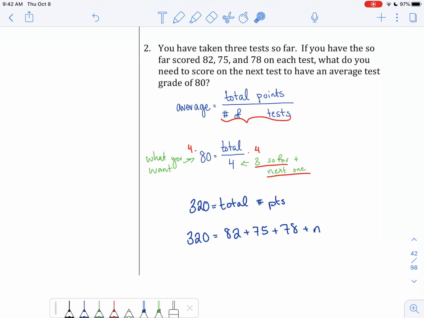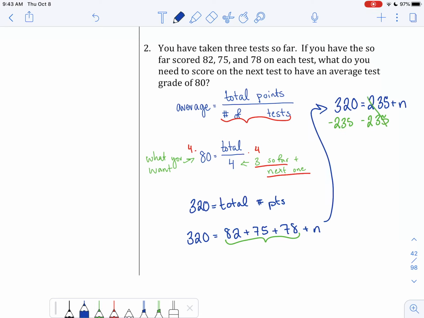There's a couple things you could do first. I'm going to simplify all of these together since they're like terms. And I'm going to bring my work up over here. So 320 is equal to those together, which is 235 plus n. I want to get the variable by itself, so I subtract 235 from both sides since it's an addition problem. And that leaves me with 85 would be what I would need to score on the test in order to have an 80 as an average.